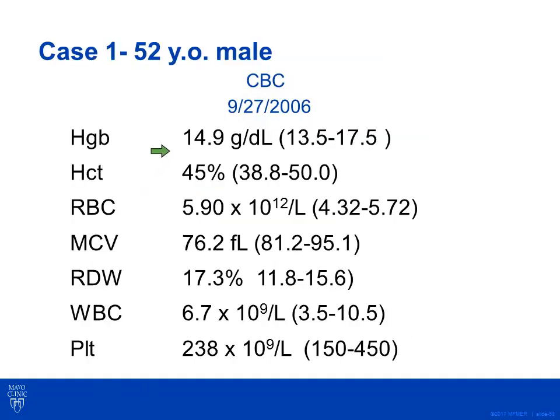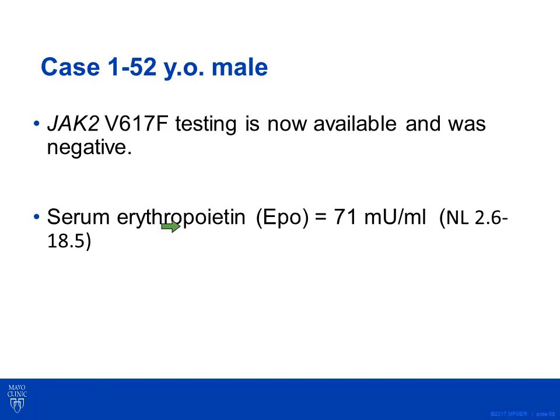So let's now return to the case I presented earlier, the 52-year-old male. Once again, here's his hemoglobin. You can see he's microcytic with a little bit of a high RDW. Once again, this is likely iron deficiency due to the phlebotomies he's gotten. Now, as he presents to Mayo in 2006, the JAK2 V617F test is now available and was negative. Here again is his serum erythropoietin, once again high because of the phlebotomies he's gotten.